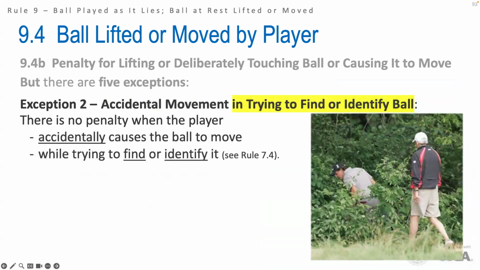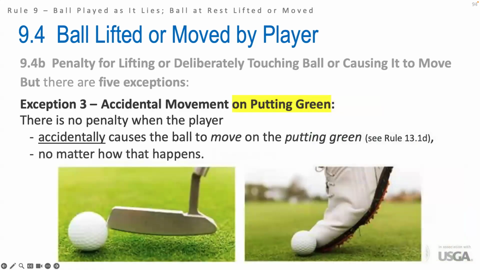Exception 2, accidental movement. We already covered this one. Accidental movement in trying to find or identify the ball. There's no penalty when the player accidentally causes the ball to move while trying to find or identify it. Accidental movement on the putting green. We've hinted at this before, but there's no penalty when the player accidentally causes the ball to move on the putting green, no matter how it happens. Again, this is accidental movement, not just being careless.